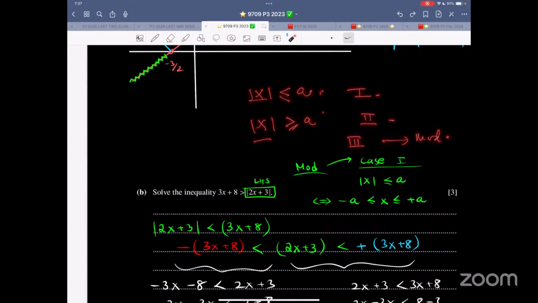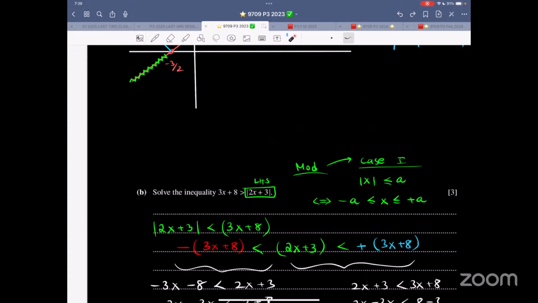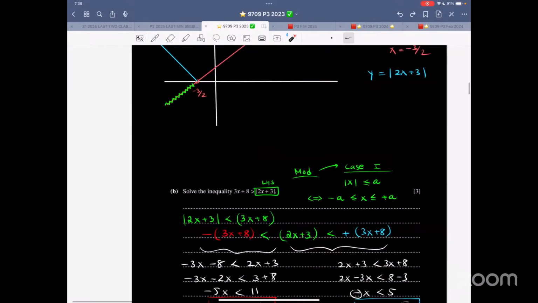For these 2 cases, that's how I open it up. X modulus is less than or equal to A. Therefore, X lies between negative A and positive A. Got the idea? So that is how this first thing is done.